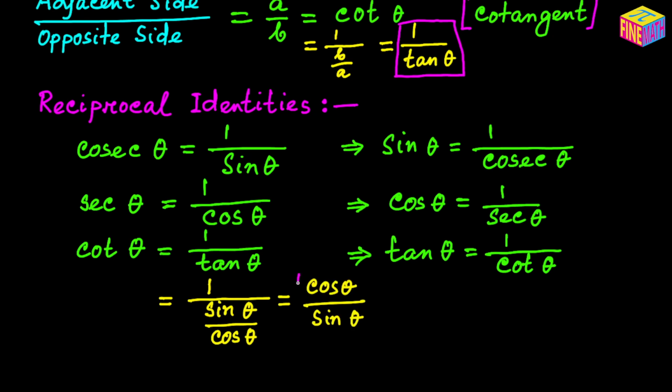And that is another important relationship between sin theta, cos theta and cot theta. Cot theta is actually cos theta by sin theta, whereas tan theta is actually sin theta by cos theta. So tan is sin by cos, whereas cot is cos by sin. I hope you now have a clear idea about the 6 trigonometric ratios and the reciprocal identities. I hope everything made sense.